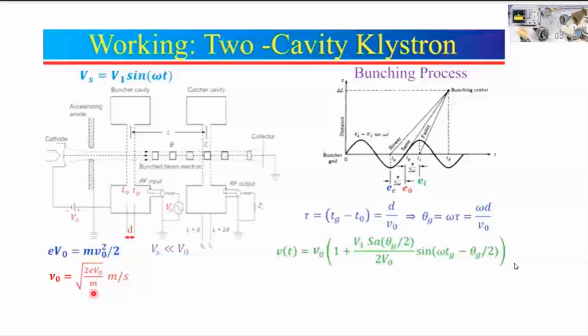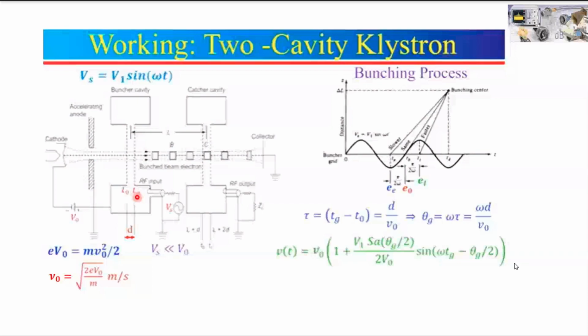Now let us say the average time to reach the buncher cavity is T0. Here you can see all these things represented: T0, Tg, V0, D, source voltage, bunched electrons, the distance between the buncher cavity and catcher cavity, L, this is the collector, and this is the RF output where you are applying a load. The average time to reach the buncher cavity is T0, and the average time to leave this cavity is Tg.